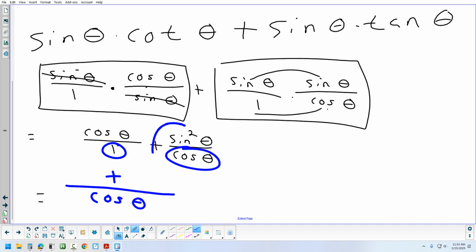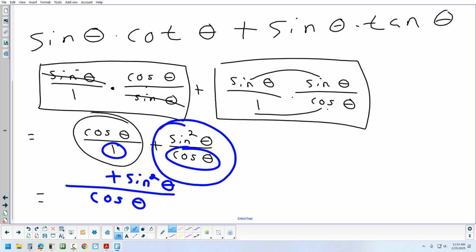What do we have to do to this fraction to make it have the common denominator? Nothing. So it stays the same. What do we have to do to this fraction? Multiply it by the other denominator. That's how you always do common denominators. All right, so now the bottom is cosine theta. I already have that. Cosine times cosine, cosine squared theta.